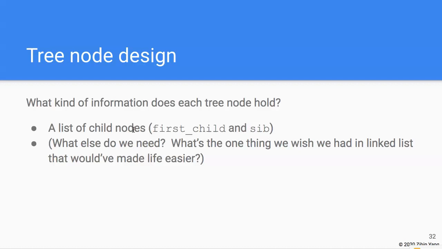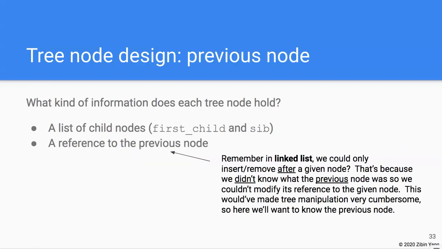Now, is there any other information that we might want in a node? In other words, if we think back to linked list, was there one thing that we wish that maybe if we had it, it would have made our life a lot easier? Well, there was. So thinking back to the linked list, we could only do operations like insert and remove after a given node, right?